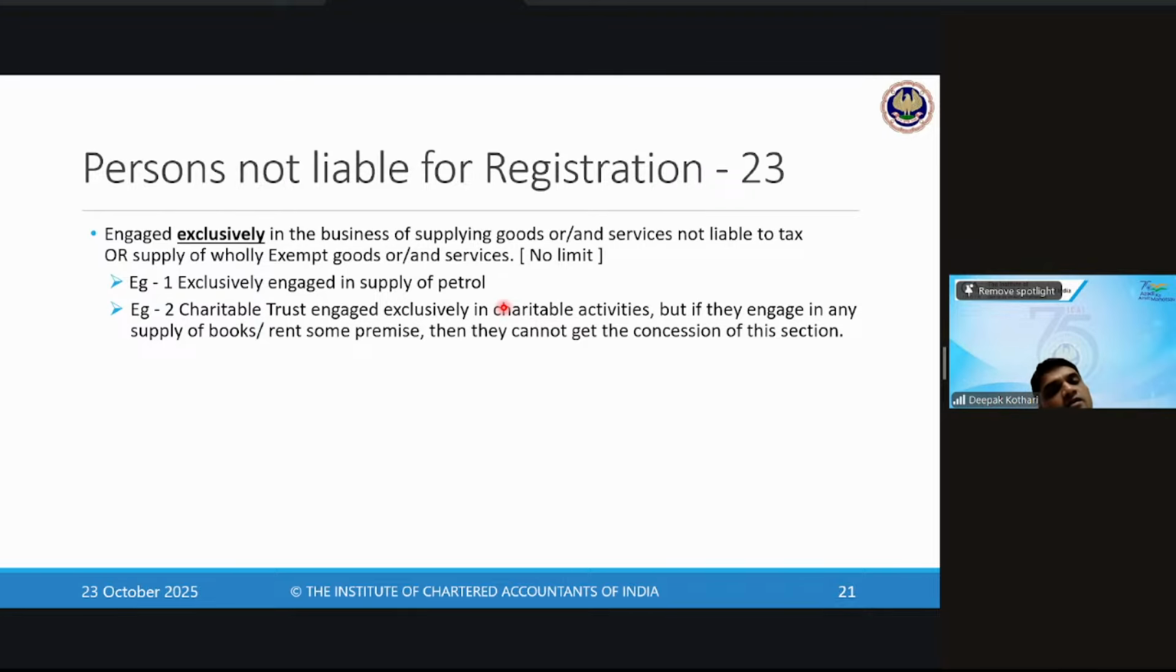Second example is a charitable trust. A charitable trust has certain limits on what it can let for which it does not have to pay tax, like room rent up to 500 rupees, right? So if it's providing rooms at affordable prices of 300 rupees and collecting donations for its charitable activities, then it is exempted, correct? So it is only doing that activity. That is, a person engaged exclusively in supplying wholly exempt goods or services need not register.